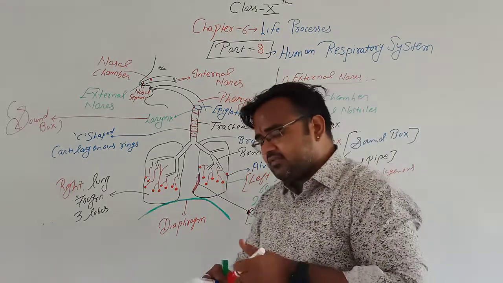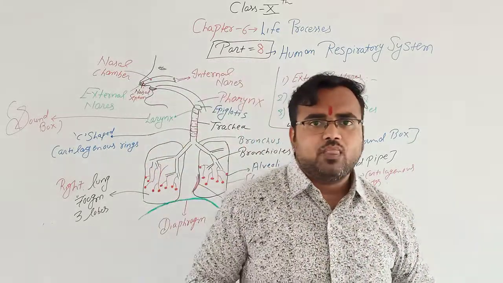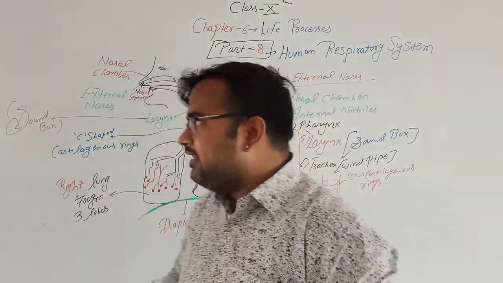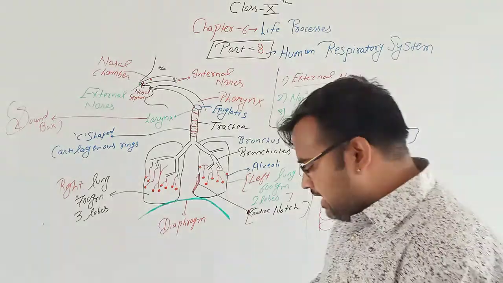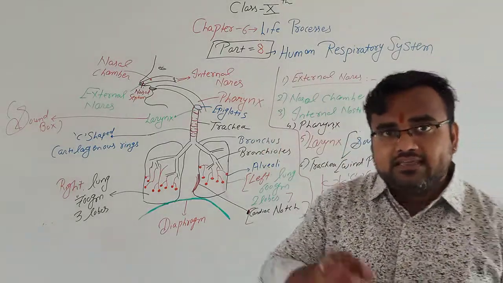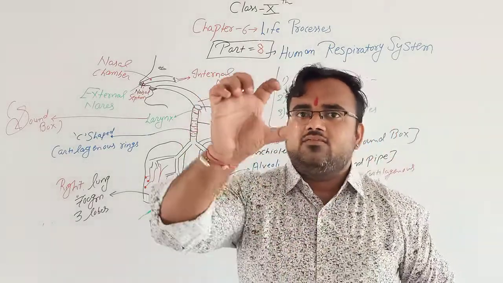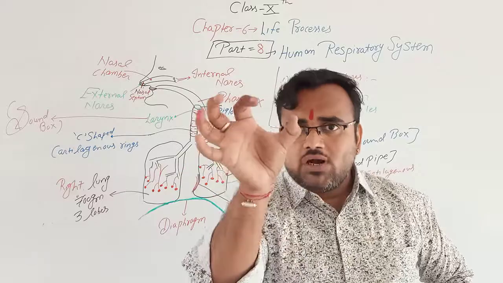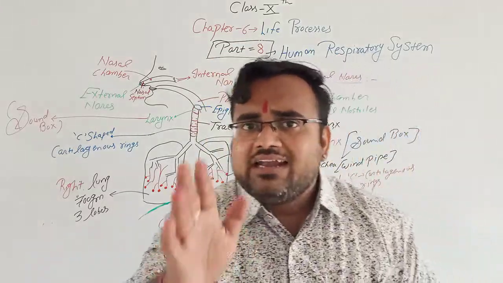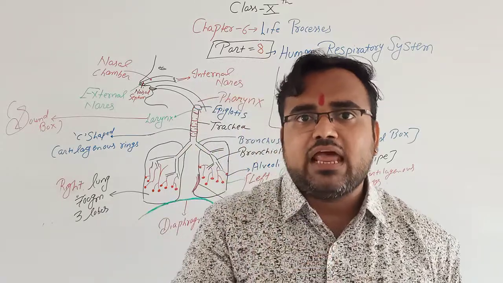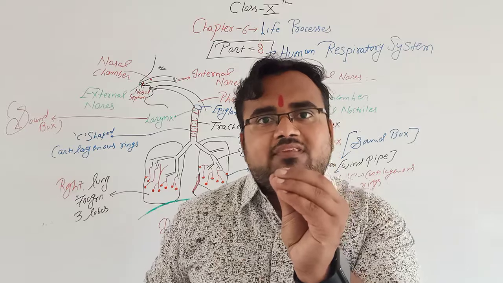Now the question can be generated: why are the cartilaginous rings present in trachea? Why are many cartilaginous rings there in trachea? The answer is the cartilaginous rings are hook-like structures which hold the trachea. If the cartilaginous C-shaped structures are absent, then the trachea may collapse.